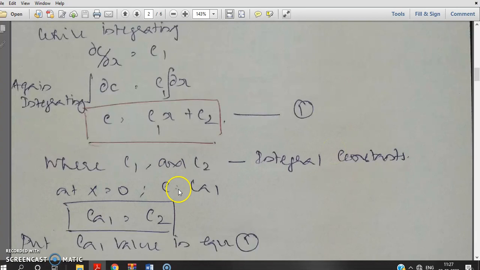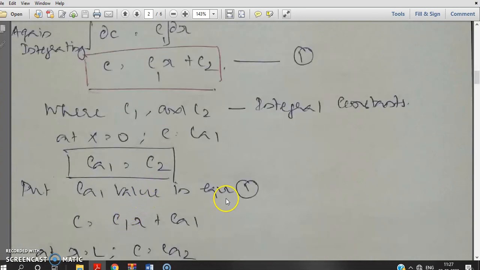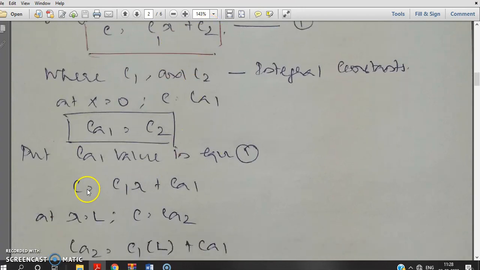So at x equal to 0, C is equal to CA1. When you substitute this value, we get the integral constant C2 equal to CA1. Put the CA1 value in equation 1. Then finally C is equal to C1x plus CA1.